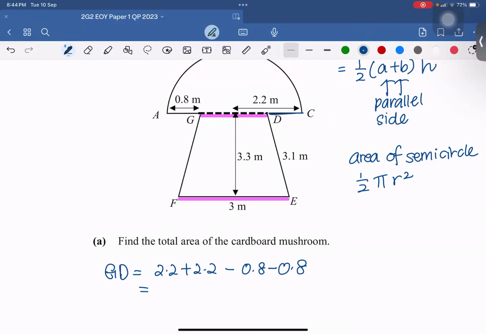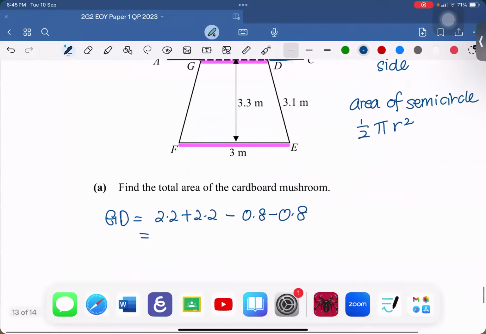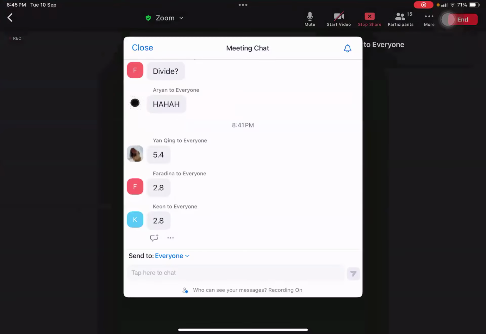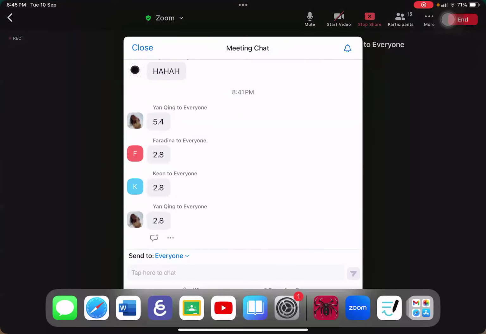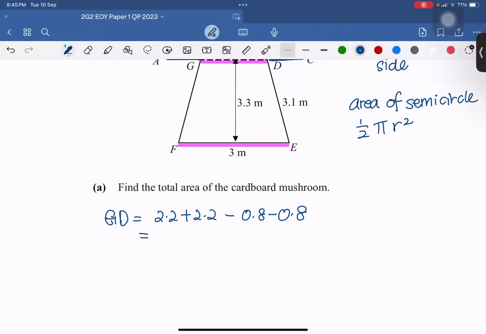Keon, can you give me the number? Calculate the answer. What do you get? Keon, are you still there? Oh, no answer, no response. Or is he typing out the answer? Wait, because I'm on my iPad, I can't really see what you all type. Oh, somebody typed 2.8. Yes, Yanxing and Farah, Keon all type 2.8. Very good. Thank you very much. You all are without mic, but you are still alive.